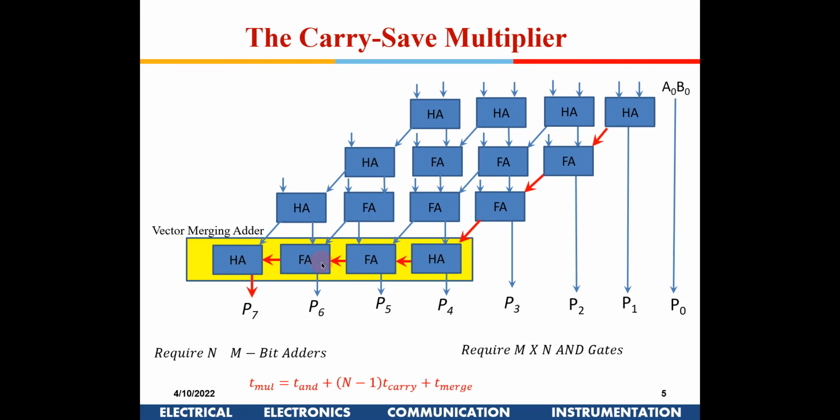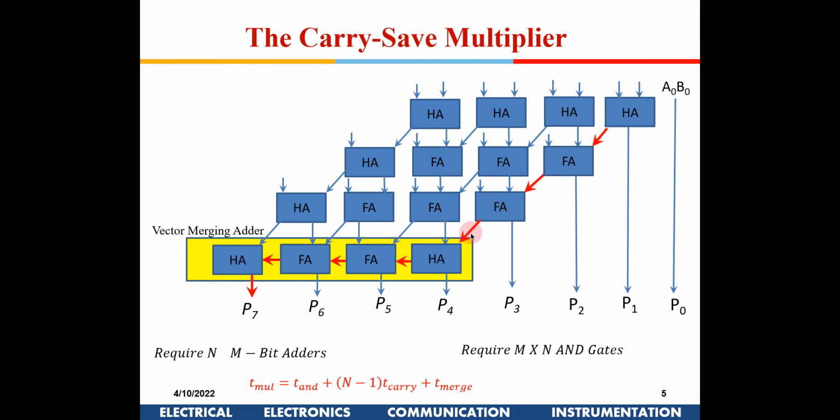So you can just target and try to make these particular full adders faster: 1 half adder, 2 full adders, and this chain. If you do that, then again the number of adders is the same as in the previous topology; it requires n m-bit adders and m into n AND gates, but now the delay can be called T and n minus 1 carry.